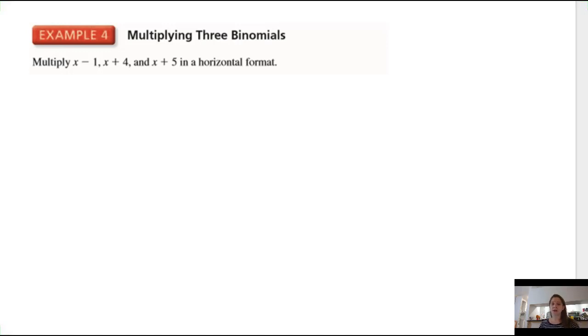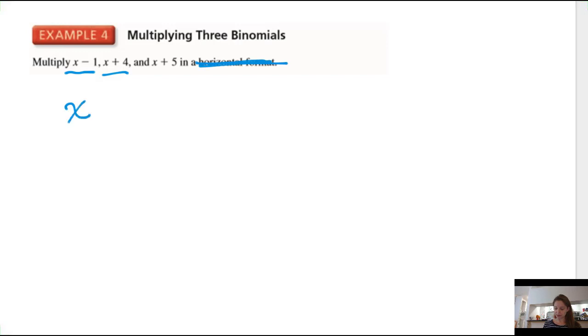Next, this says multiply in a horizontal format. I am going to show you the way that I multiply polynomials, which I would call the box format. I know at least one other one of you in class also uses this. So again, we're going to start with two binomials, so I'm going to pick x minus 1 and x plus 4, and I'm going to find that product first.